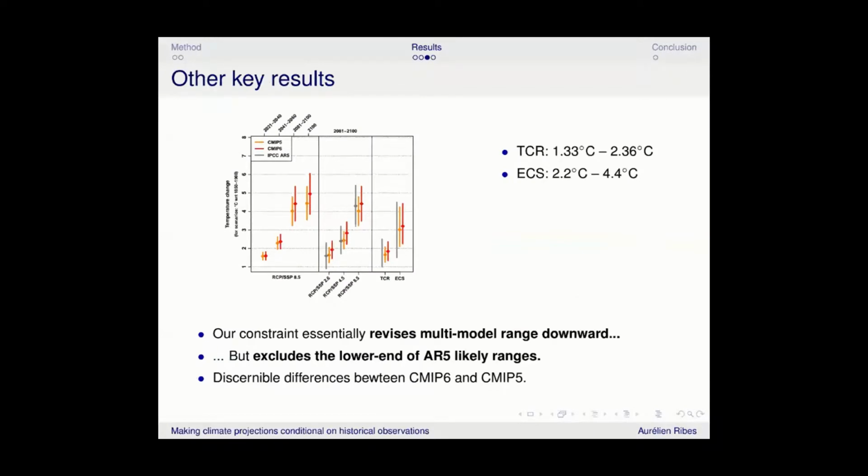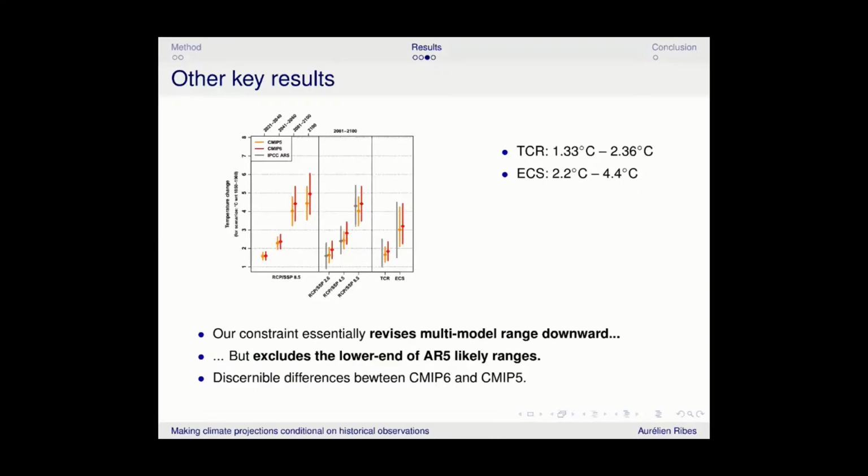A few other results. It's quite easy to extend this technique with a larger vector X to other metrics such as TCR or ECS. So I give here the numbers for these values. This plot on the left shows a collection of results for various scenarios and time periods over the 21st century, but I wanted to stress metrics of sensitivity here. I will not comment on differences with CMIP5. The orange bars show the result if the same technique is applied to a CMIP5 ensemble.